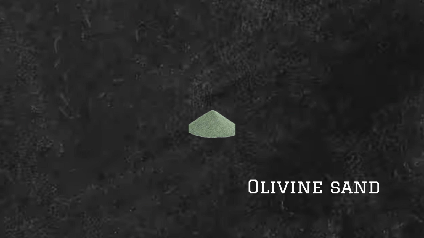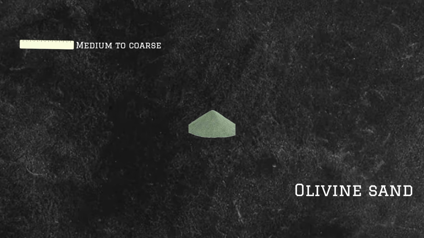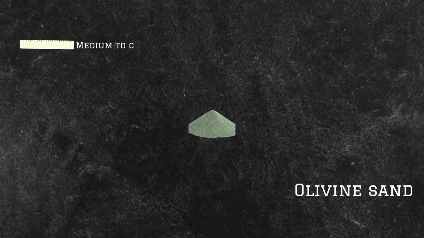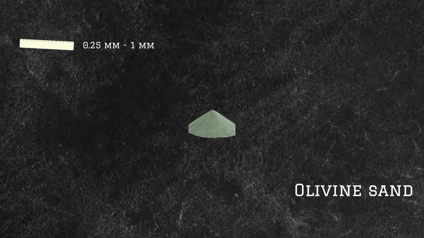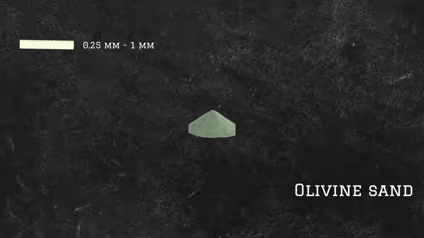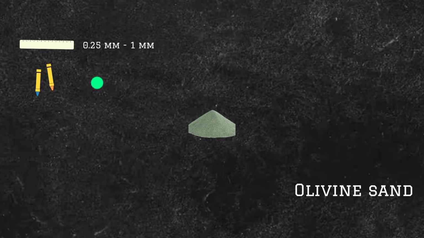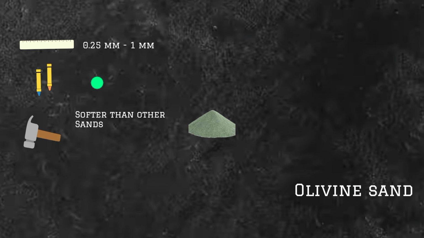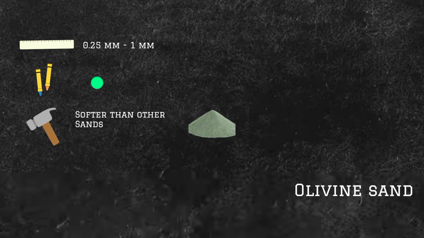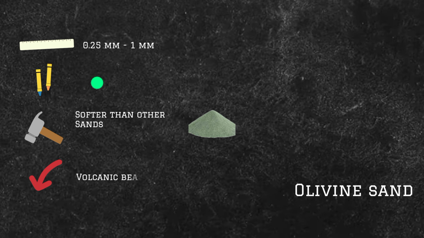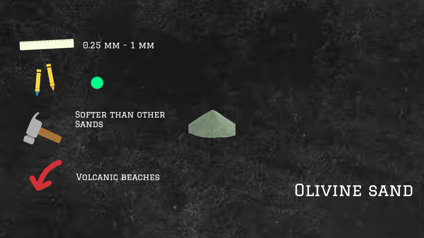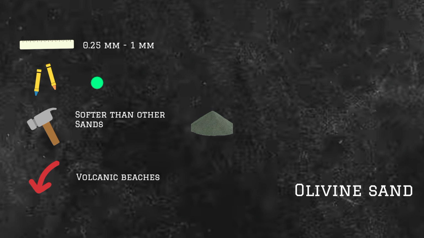Olivine sand. Olivine sand, often called green sand, has a grain size that ranges from medium to coarse, generally between 0.25 mm and 1 mm. As its name suggests, its defining feature is its striking green coloration. It is relatively softer than other sands and weathers easily. This unique sand is predominantly found on volcanic beaches, such as in Hawaii and near lava flows.